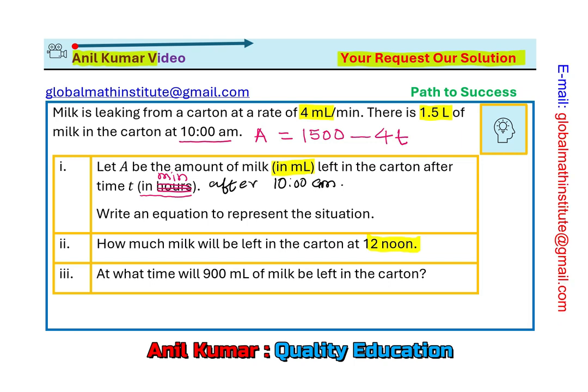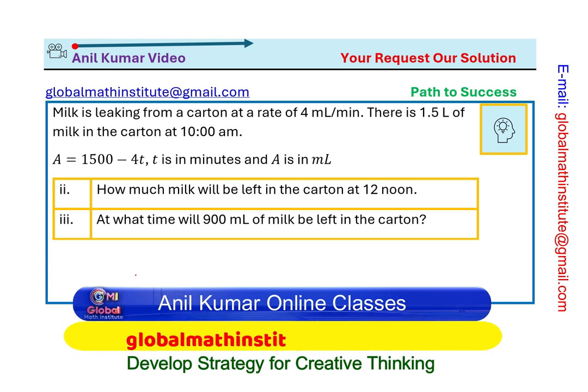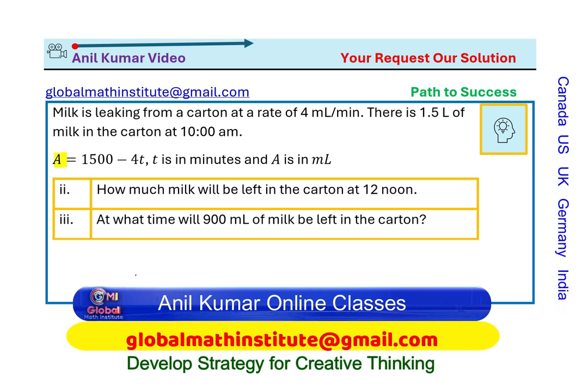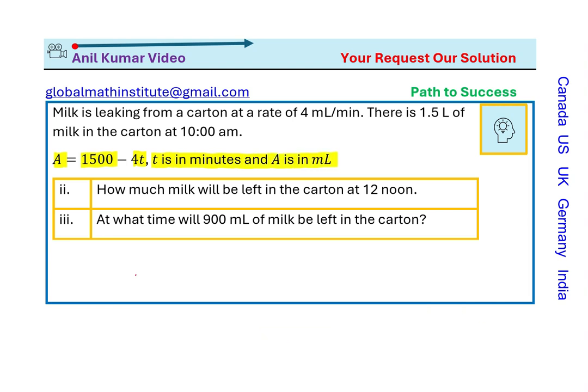So let's move on and take the answer for the next part, which is at 12 noon, right? So we'll go to a fresh page. So what I've done here is I've written my equation once again, which is the amount left A is 1500 to begin with, minus 4t, and see t is in minutes and A is in milliliters. So I changed my time to minutes to work in this particular case. You could have worked in hours also. Great. So second part of this question is how much milk will be left in the carton at 12 noon?